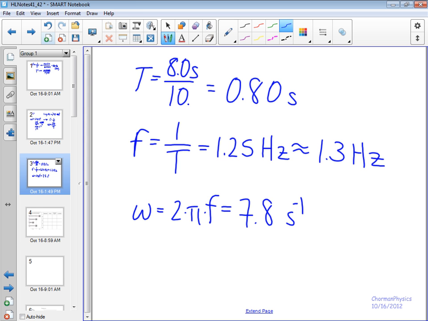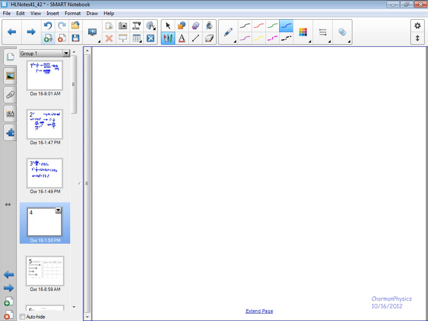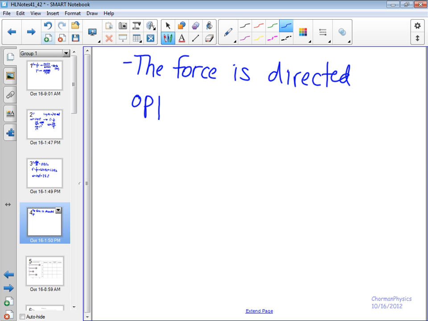All right. A restoring force. You have a definition there. A restoring force is a force that tends to restore the system to its equilibrium position. Therefore, what you need to know, in general, is that it is a force directed opposite the displacement. What does that mean?